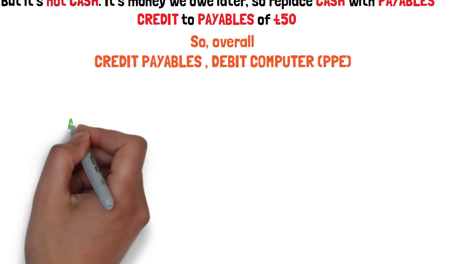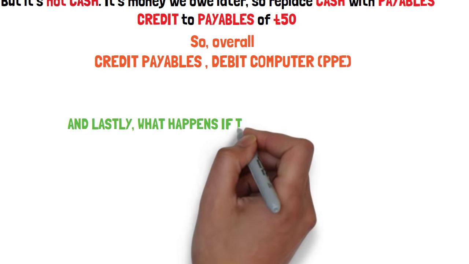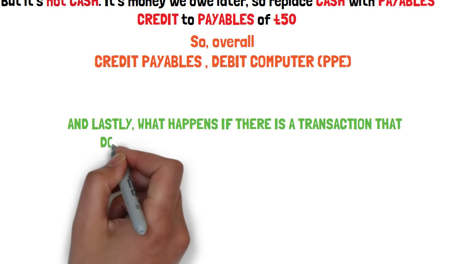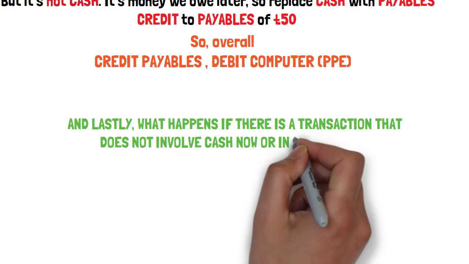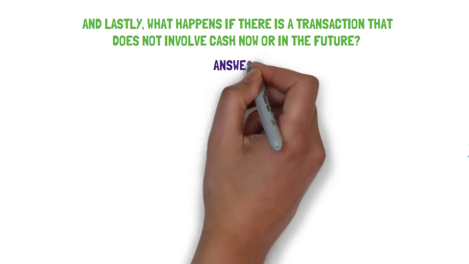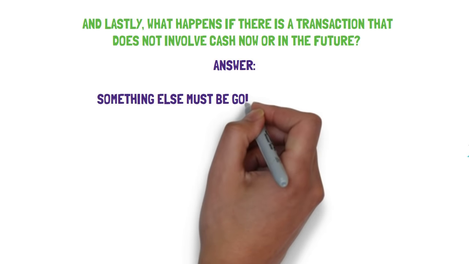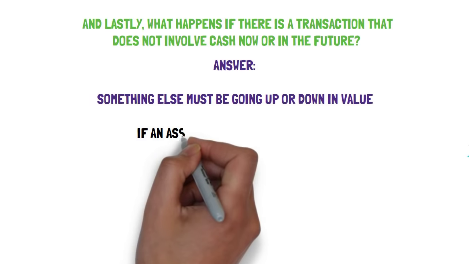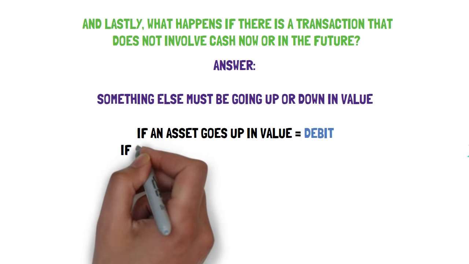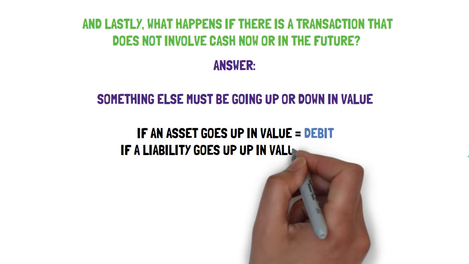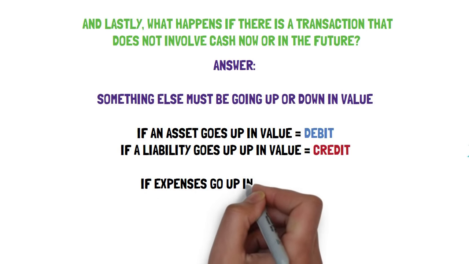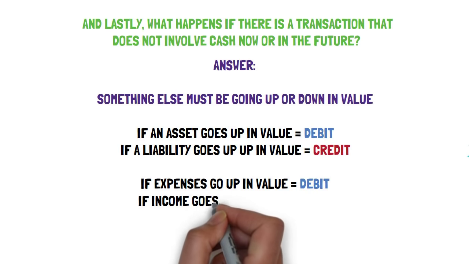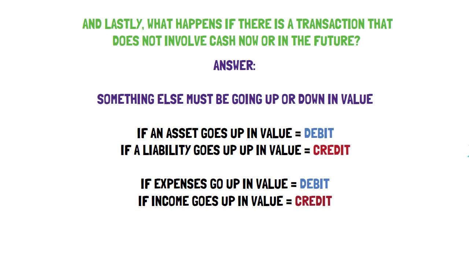And lastly, what happens if there is a transaction that does not involve cash now or in the future? This is a tough one, and we'll cover this in a separate video. But the answer is something else must be going up or down in value if cash isn't involved. And remember, if something is going up or down in value, that means that in the future that thing could be sold for cash, higher or lower. So if an asset goes up in value, it means that the cash you may get for that in the future is going up in value. So you can apply rule number 3 and say assets going up in value, replace asset with cash. So cash goes up in value. We know that if cash is increasing, it's a debit. So we're going to debit the asset.